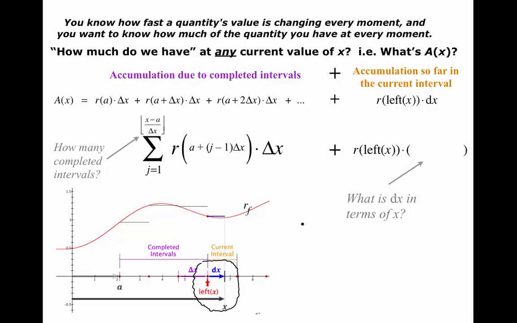So it's a change in x. How do we calculate a change in x? So I want to write this dx in terms of x. So we're going to think of that as a change in x. How can I calculate that change in x, dx?